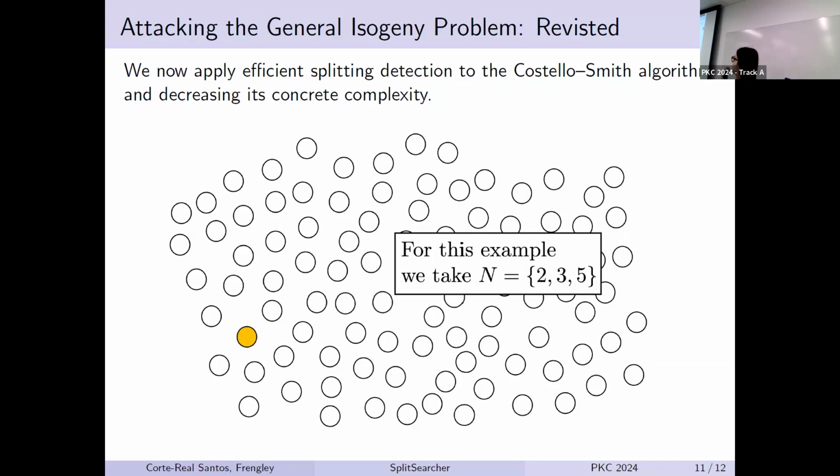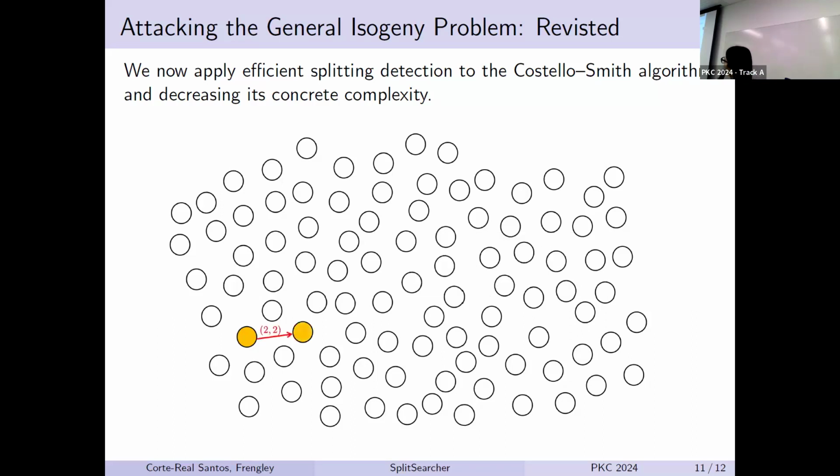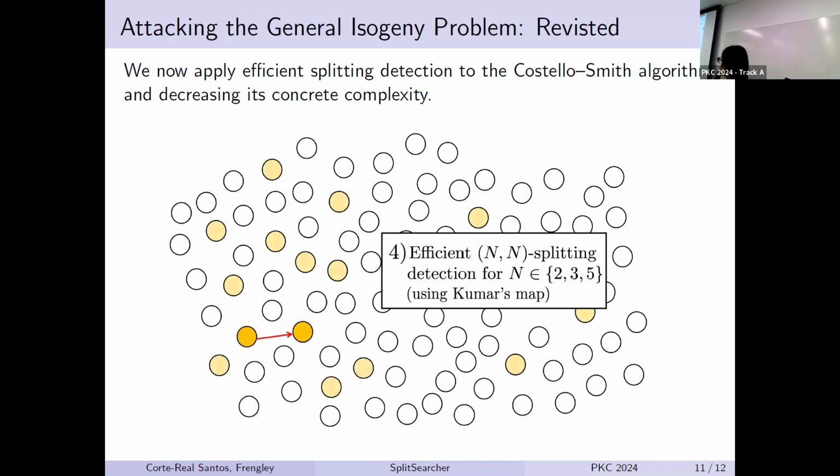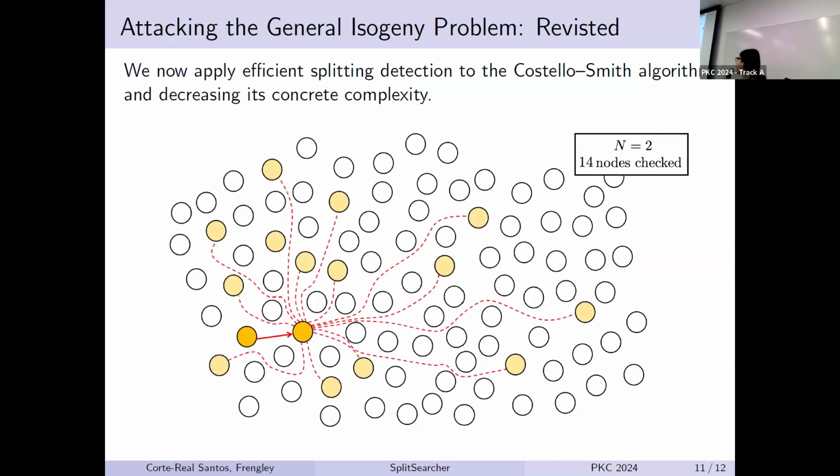For the purposes of this example, we just took N being 2, 3, and 5. The first step, again, is to take a step in the 2-2 graph. And now we will do our splitting detection. We do the detection for N equals 2. In this case, we check 14 nodes, taking into account that we've already checked the node that we came from. So we came from a 2-2 node, so we've already checked that one. And then using the Kumar's map, we can check another 14 nodes in the graph.